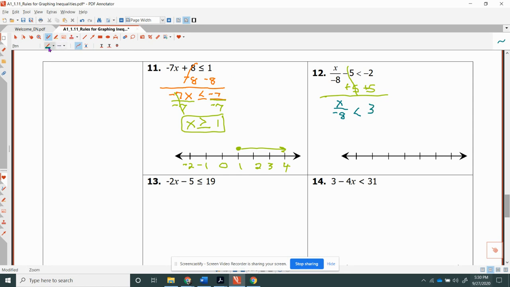Let's change the color again. And now we're going to multiply both sides by -8. And -8 divided by -8 cancel because they equal 1. When we have x, we flip the inequality, is greater than -24.